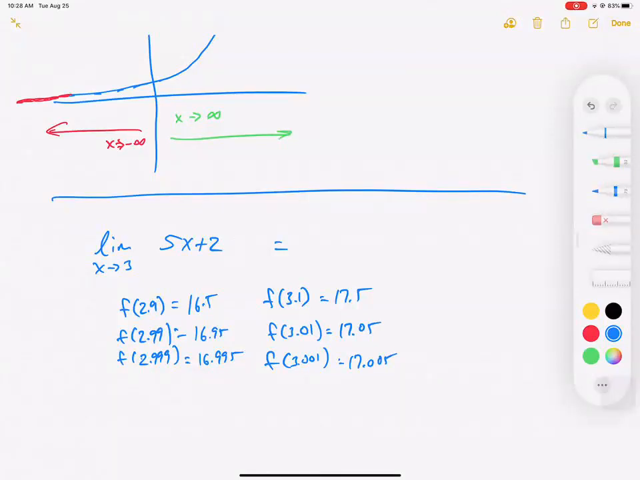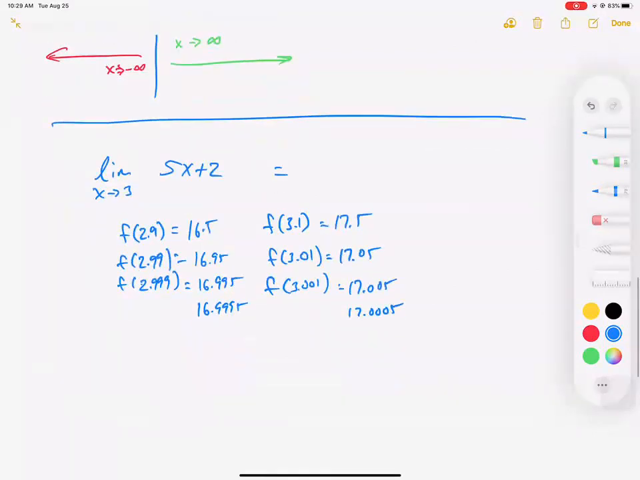The next one is probably going to be 16.9995, 17.0005, and so on and so forth. Now, on the left side, at 2.9999999, what do you think the number is getting closer to? That looks like 17. On the right side, the limit looks like it's getting also closer to, tough one, 17. So does the left limit and right limit agree?